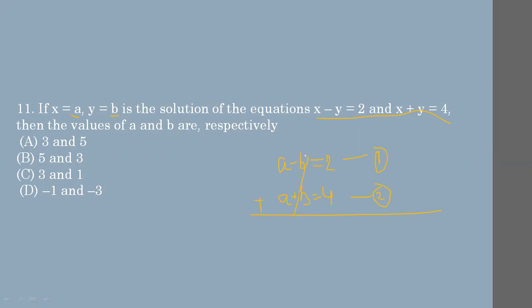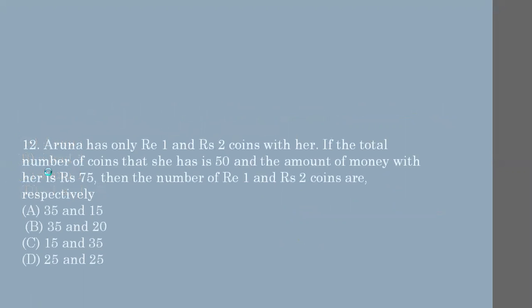If we add both of them, then minus b plus b will get cancelled, it will result in 0, and a plus a will give 2a, and 2 plus 4 will give 6. So a will get 3, and if we put the value in this, then b should be 1, because 3 minus 1 equal to 2. So correct option is option C, 3 and 1.